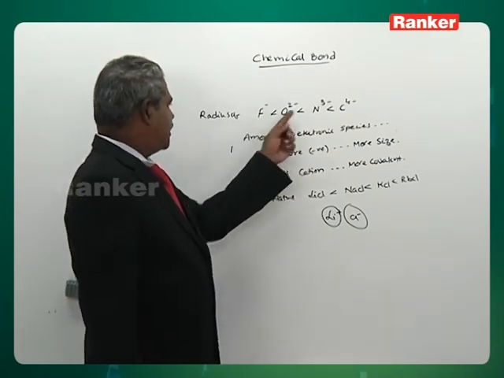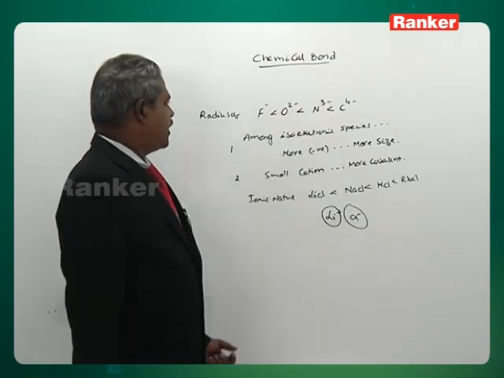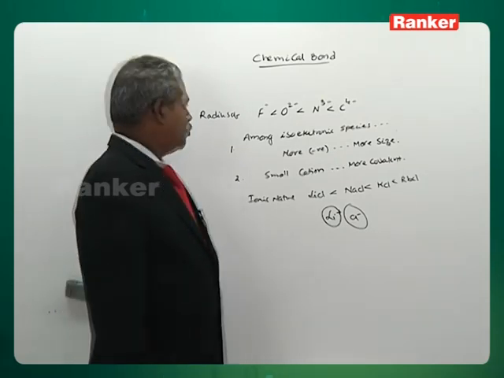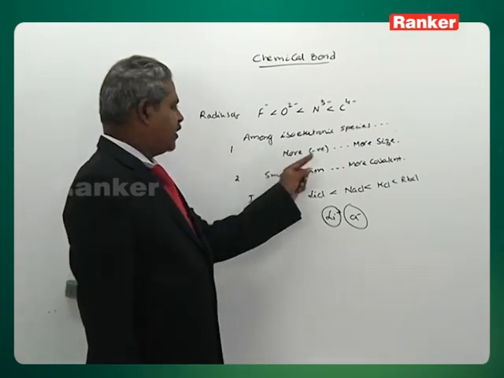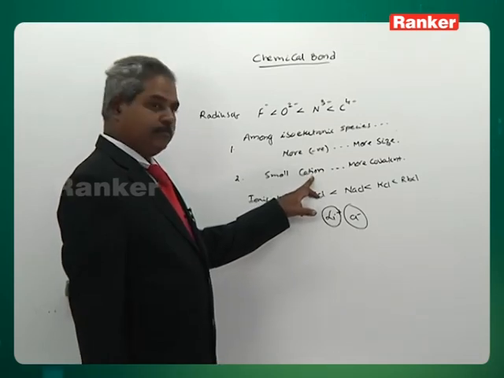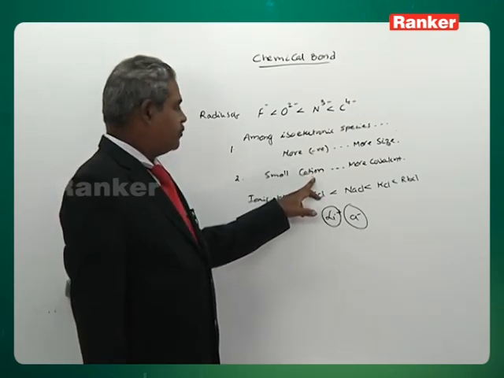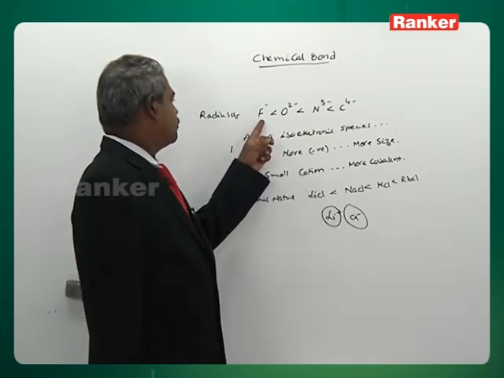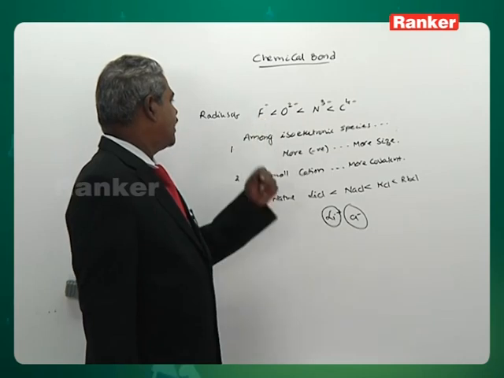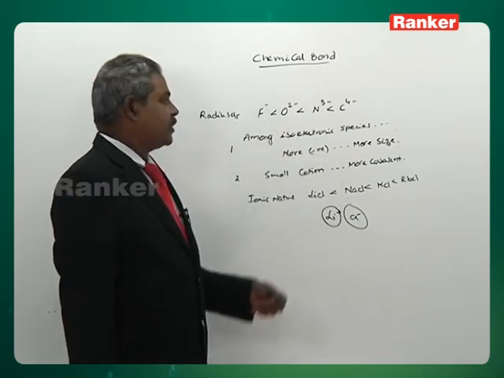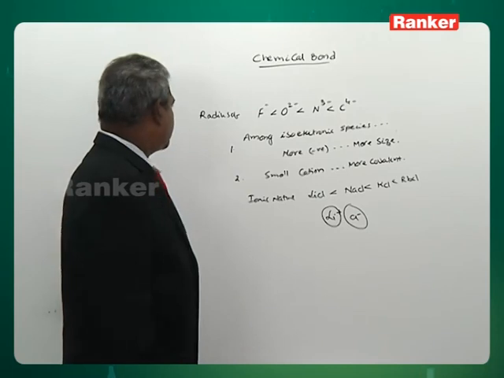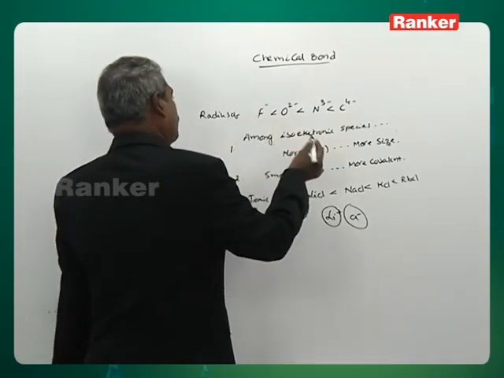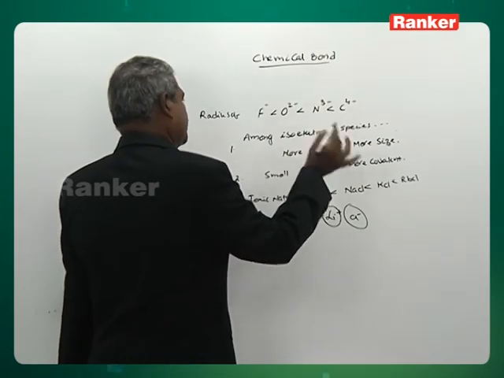Now, compare the ionic nature of these: fluoride, oxide, nitride, carbide. Which among them is more ionic and which is most covalent? Let us see. Small cation, more covalent. Small anion, the opposite: small anion, more ionic. Therefore, F minus is more ionic, C4 minus is more covalent. Therefore, once again, fluorides are more ionic than oxides, more ionic than nitrides, more ionic than carbides.